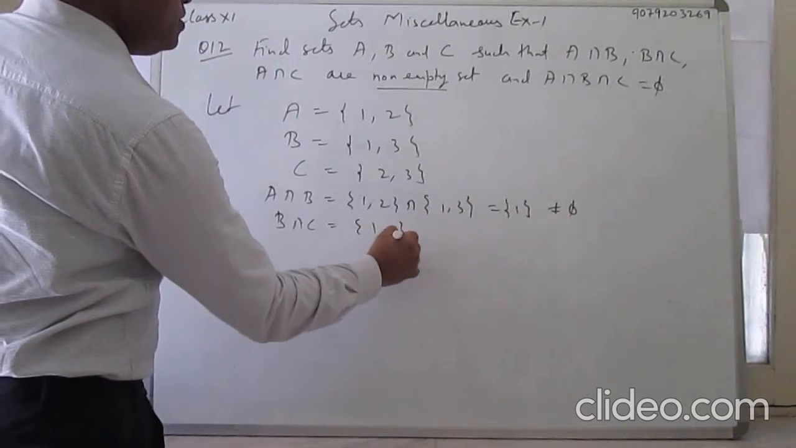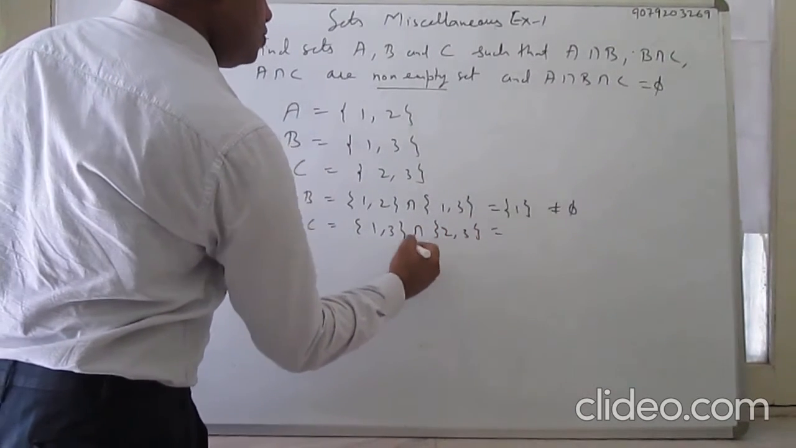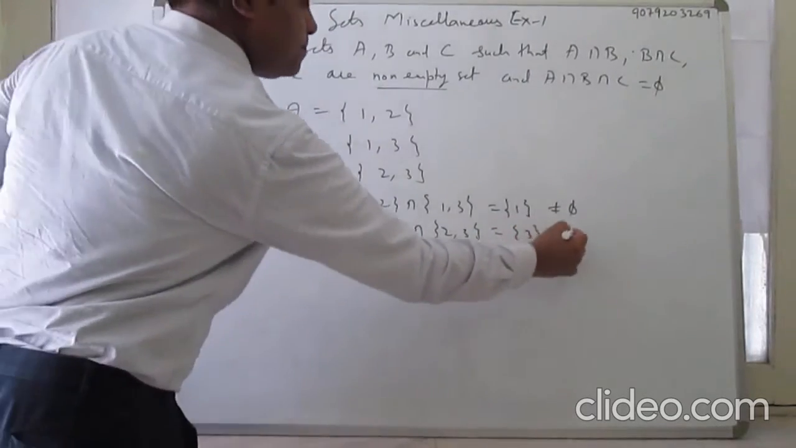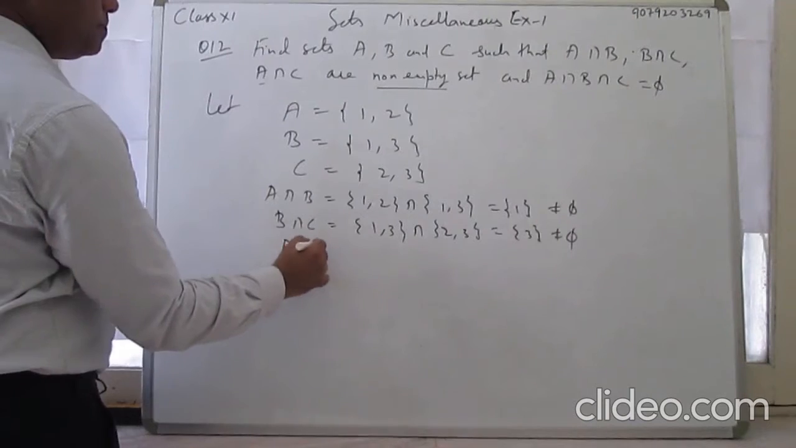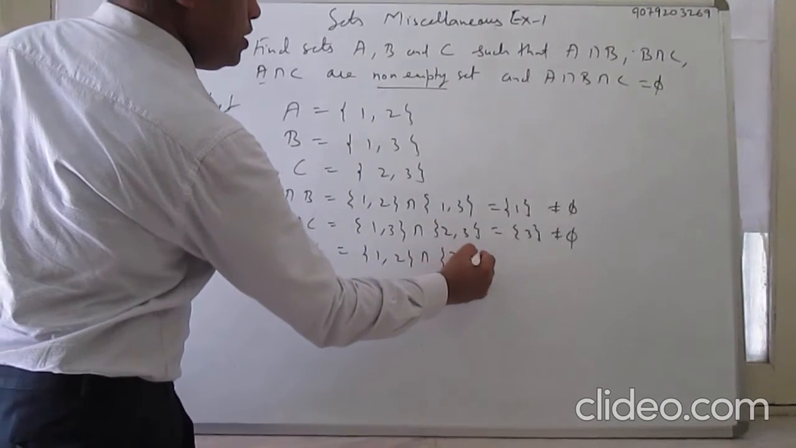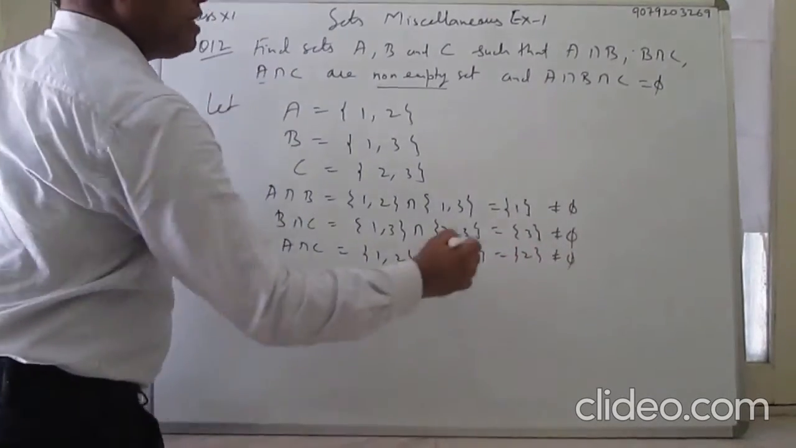1 3. What is C? 2 3. It becomes 3 not equals to 5. Now A intersection C. What is A? 1 2. What is B? C, 2 3. So it is 2. It is also. So what are these three?